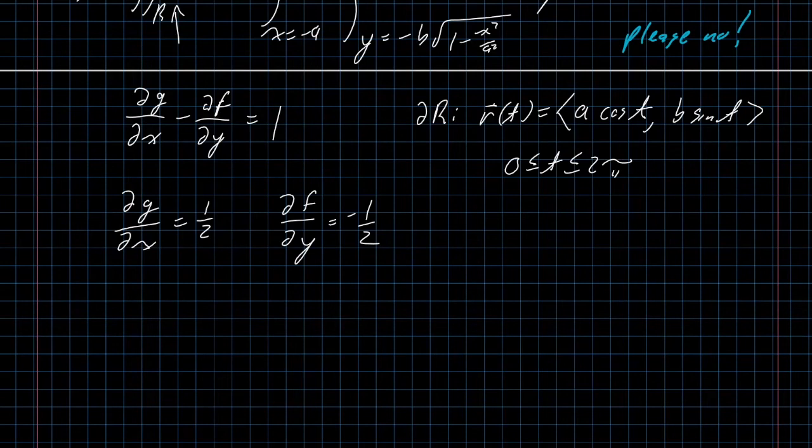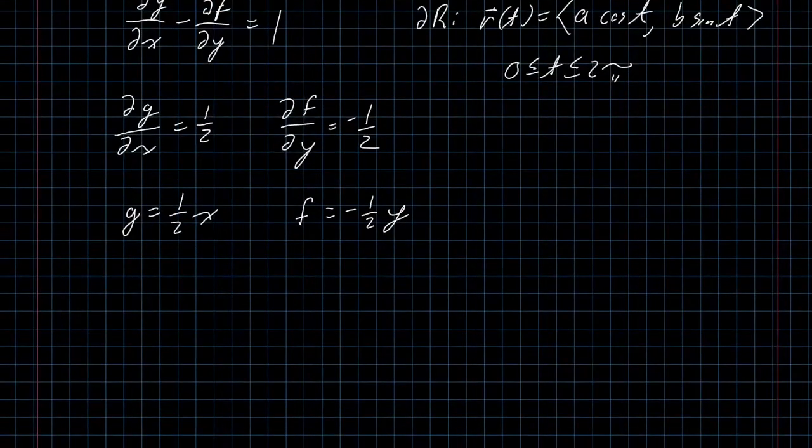I suspect it's going to be a choice that makes things convenient because I've got the symmetry there. Once again, there are infinitely many functions where if I take the partial derivative with respect to x, I get 1/2. But the simplest of them is 1/2 x. Likewise, there are infinitely many functions where if I take the partial with respect to y, I get -1/2, but the simplest of them is -1/2 y. So let's go with those. That means that my vector field f is -1/2 y, 1/2 x.